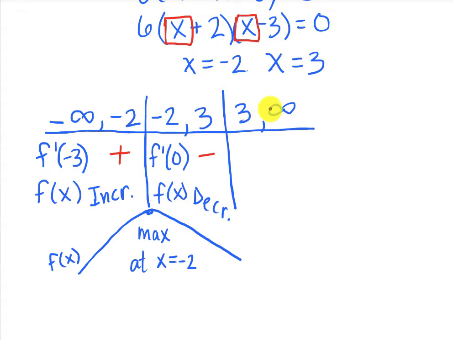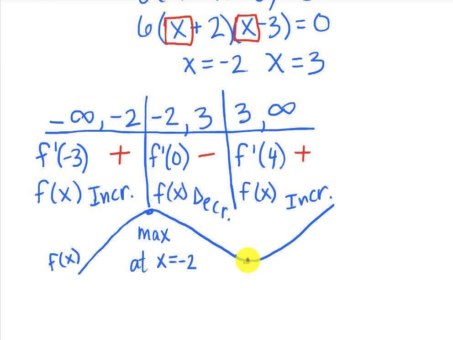Okay, let's finish the sign chart here. If we look at a value on this interval, so choose something greater than 3, let's say 4. If we substitute 4 into the derivative, we end up with, again, a positive now. So that tells us that our function f is increasing on that interval. Okay, so at 3, we again have this change from decrease to increase, which means we can conclude at 3 we have a minimum, a local minimum.